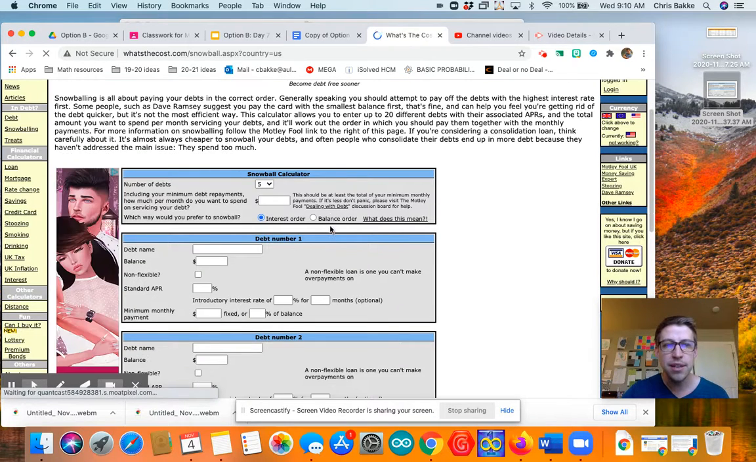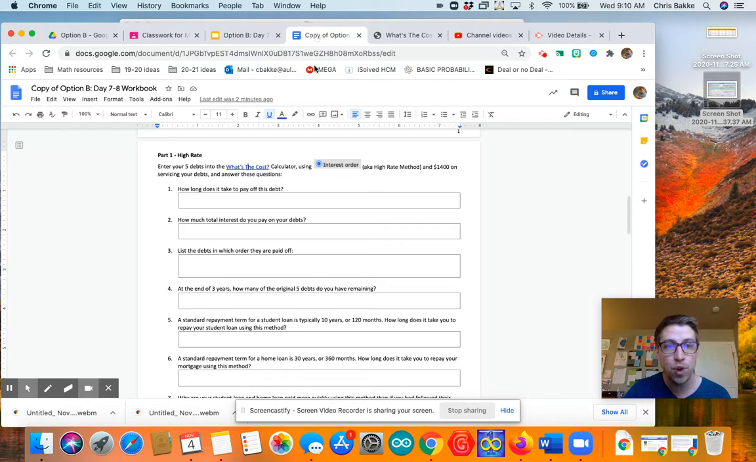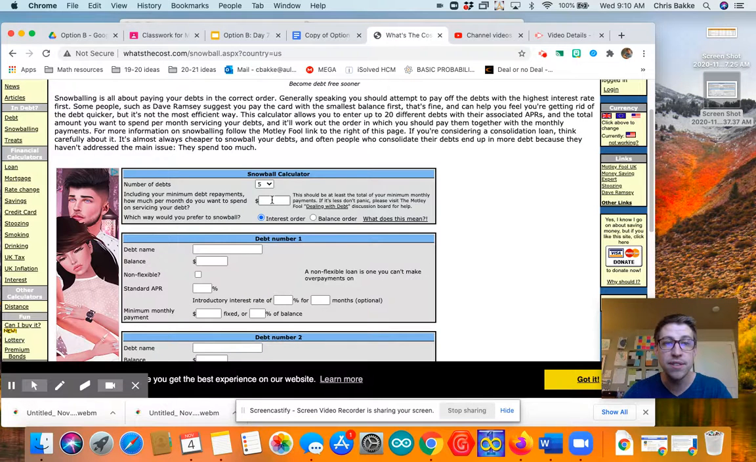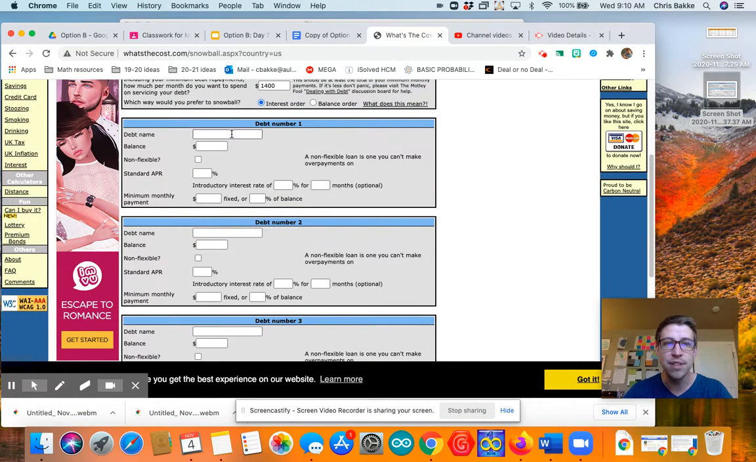And now we need to think of, including your minimum debt payments, how much money per month do you want to spend on servicing your debt, meaning paying it off? And now if we think of the first hexer, option A, when we did our 50, 30, 20, ideally, if you have this much debt, you're using 20% of your paycheck to pay off your debt. So in this case, we're going to assume that you have $1,400 extra per month to pay off debt. So we're going to type in $1,400 right here. Make sure this is selected for interest order. And now we're going to type in those 5 debts.